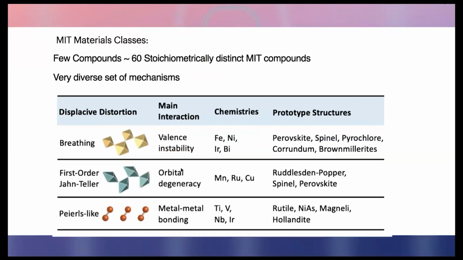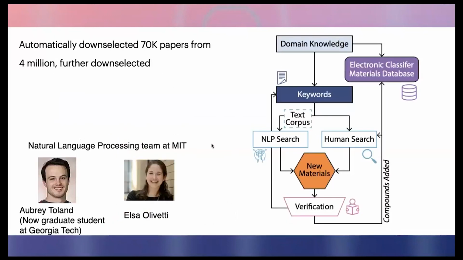For MIT materials that have a thermally driven transition, you have around 60 stoichiometrically distinct compounds with a very diverse set of mechanisms. You have breathing distortions, like I was showing you with the nickelates. You can have Jahn-Teller distortions, basically elongation of octahedra, like I was showing with the ruthenate. Vanadium dioxide has a Peierls-like transition. So it's quite diverse.